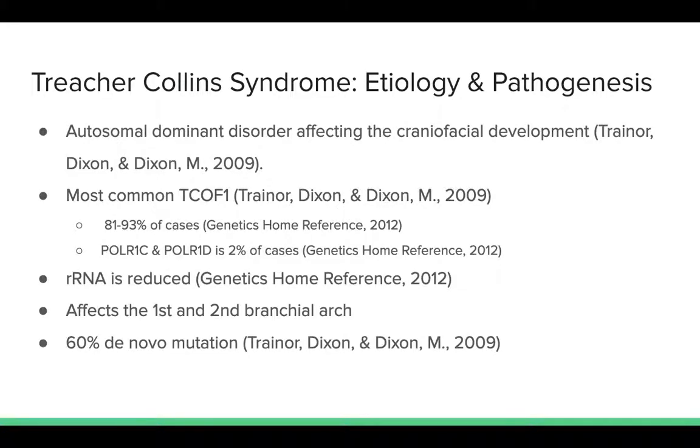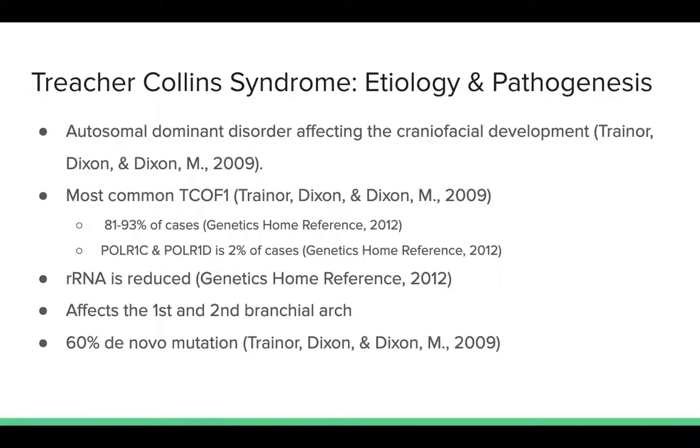For Treacher syndrome, for the etiology and pathogenesis, it's an autosomal dominant disorder that affects the craniofacial development. So this means that each parent has to be a dominant carrier of the syndrome in order for their child to have this syndrome. This autosomal dominant gene is seen as a mutation called TCOF1, which according to Trainer et al. is a low complexity serine alanine rich nuclear protein called treacle. I think I pronounced that correctly.